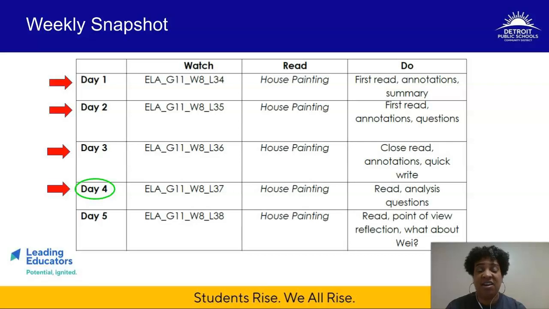We started a few days ago House Painting, a new short story that's fictional by Samantha Chang, and so far you've engaged in a full first read of the text, completing annotations, a summary, and responding to questions. And you've also done a close read, diving a little bit more deeply into the text and unpacking its meaning and examining its characters. Today, we move on to our analysis of the text, doing an additional skimming of the text and responding to some thought-provoking questions that I hope that you will enjoy.